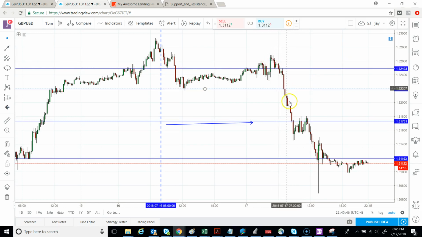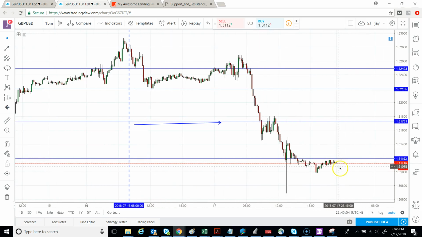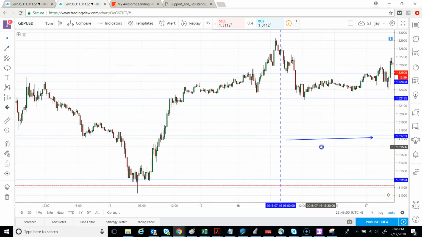Here too, there were some wicks and it goes down. Here, it's been lingering for a while, right? So that could be a sign that yes, it might go down a little bit, but it's probably going to come back up, most likely. All right, so those are things that you have to keep an eye out for.